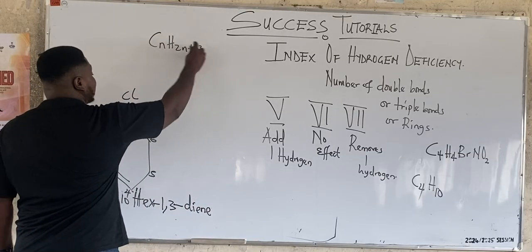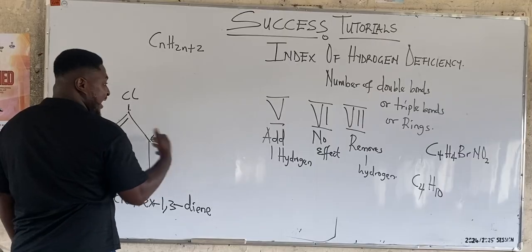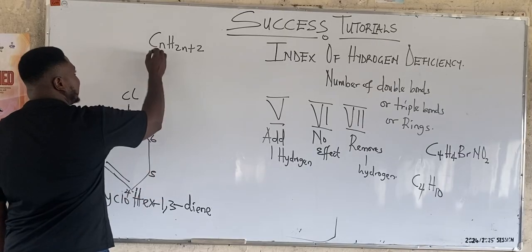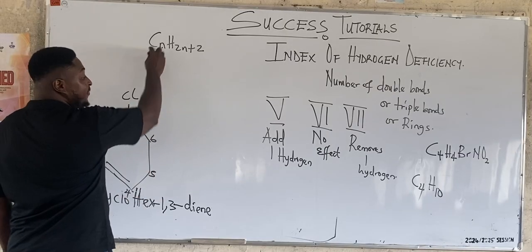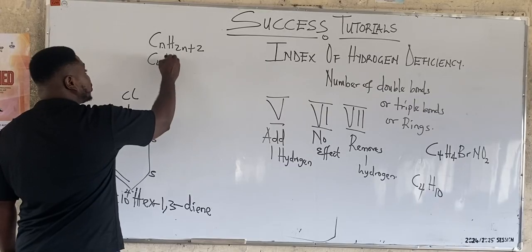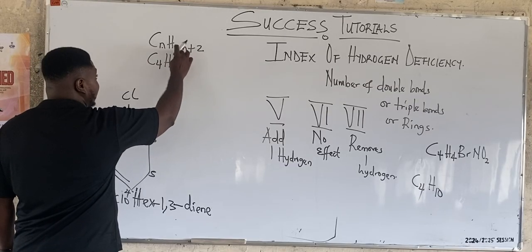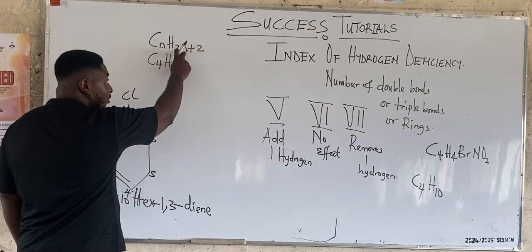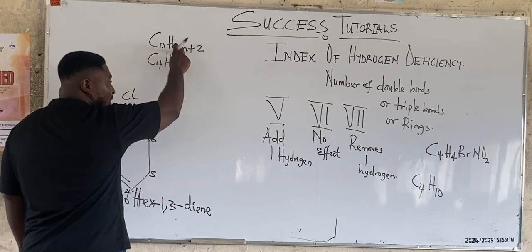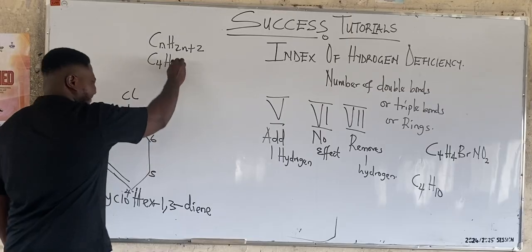Yes. You see why I was teaching all that? So no one will be asking me how do you do this. I've done that already. C4, because the number of carbon is 4, right? H2 times 2, 4. Sorry, N is the number of carbon, which is 4. So 2 times 4 is 8. 8 plus 2 is 10.